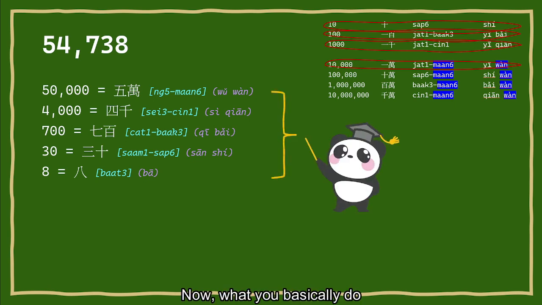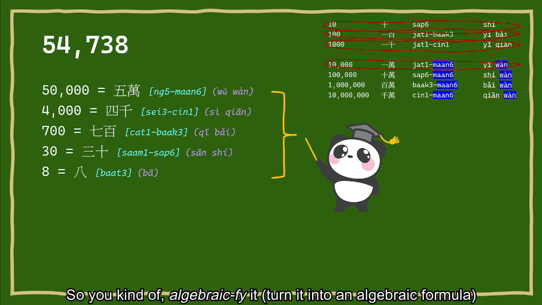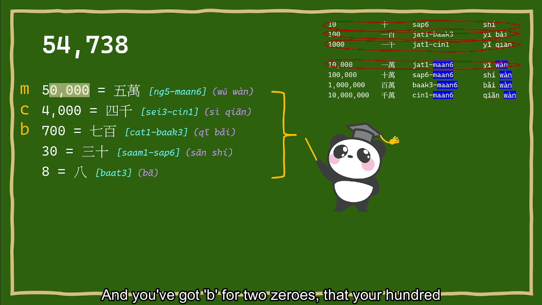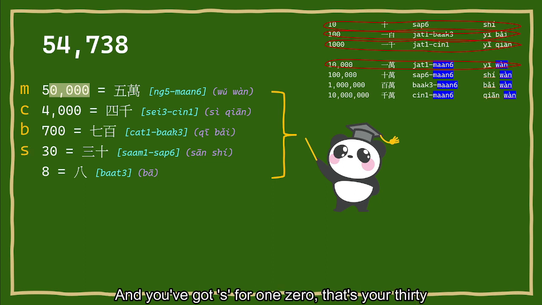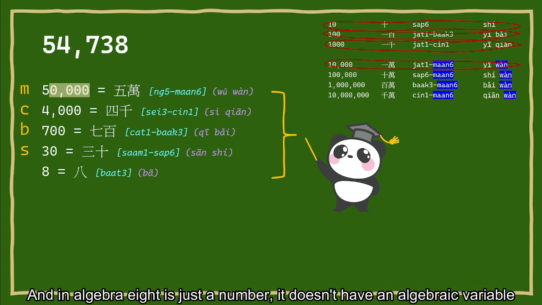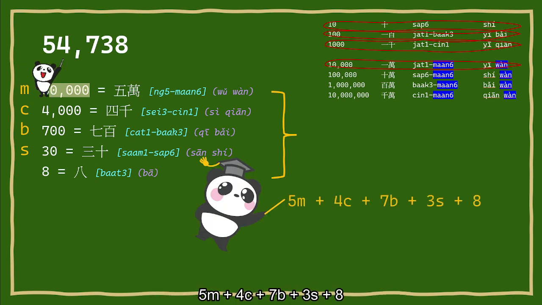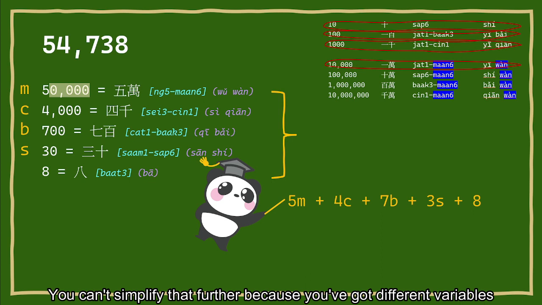Now what you basically do is combine everything together. You kind of algebraify it, if that makes sense. If you remember the variables I assigned just now, we've got M for 4 zeros, C for 3 zeros, that's your 1,000, B for 2 zeros, that's your 100, and S for 1 zero, that's your 30. And 8 is a constant; in algebra, 8 is just a number, it doesn't have an algebraic variable. If you combine it all together, you've got 5M plus 4C plus 7B plus 3S plus 8. Algebraically, you can't simplify that further because you've got different variables.